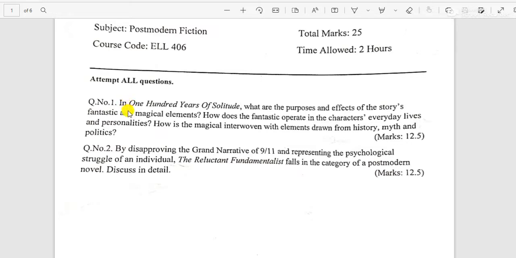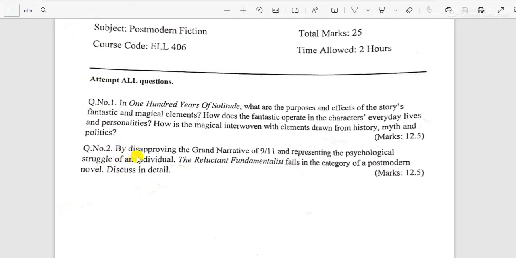Question number 1. In 100 Years of Solitude, what are the purposes and effects of the story's fantastic and magical elements? How does the fantasy operate in characters' everyday lives and personalities? How is the magical interwoven with the elements drawn from the history, myth, and politics?